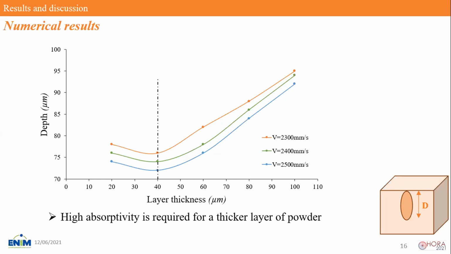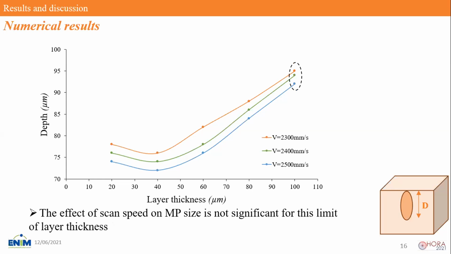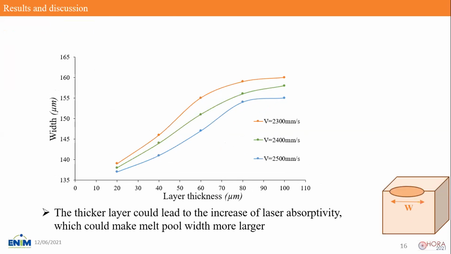The melting of a thicker layer needs more energy than a thinner one, and therefore we obtain a shallow melt pool depth. Also, we note that when using a relatively high thickness of 100 micrometer, the depth value tends to be closer for all scan speed levels. We conclude that the effect of scan speed on melt pool size is not significant for this limit of layer thickness.